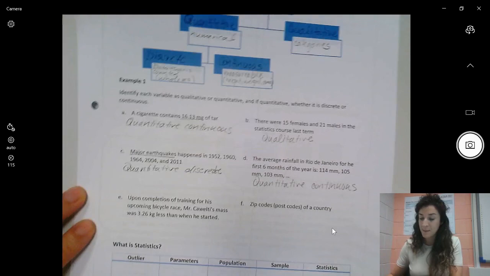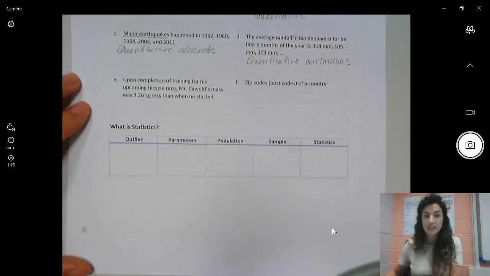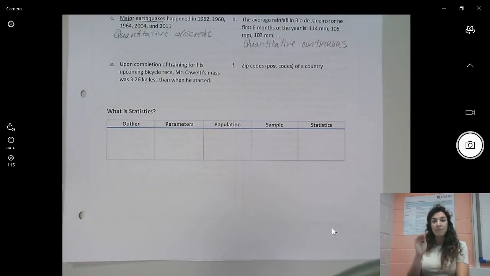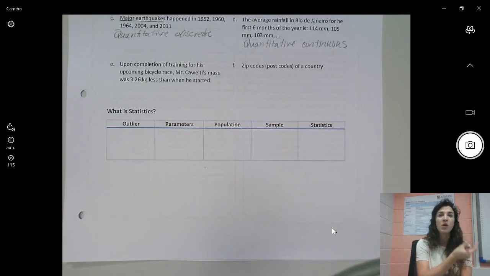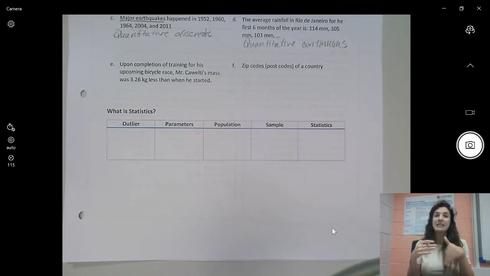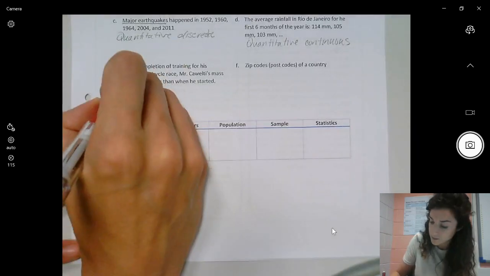Upon completion of training for his upcoming bicycle race, Mr. Coelti's mass was 326 kilograms less than when he started. So this is a measure of mass being lost, and I'm sure it's compared to other points of data of mass. So we are measuring weight. If it's measurable and it's continuous, and while it's only one point of data, it is still a data point that is quantitative and continuous.